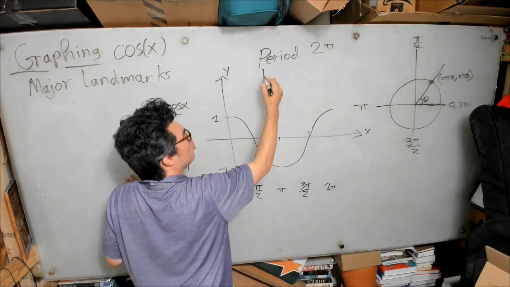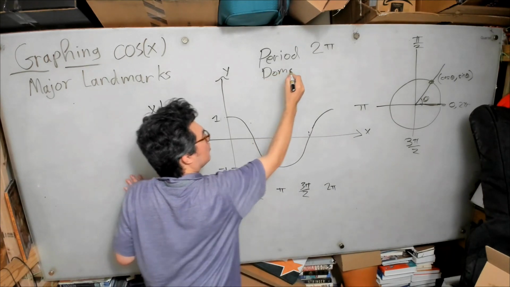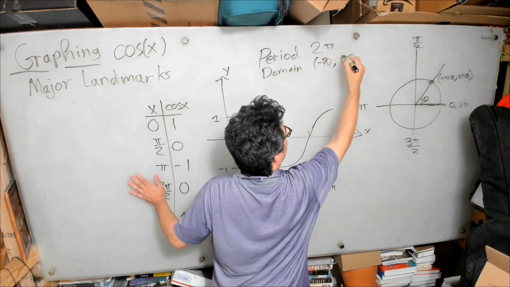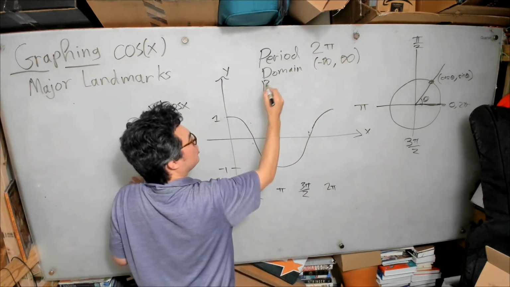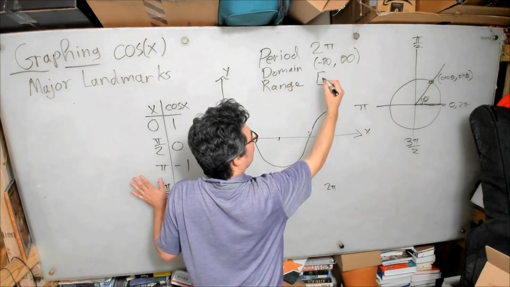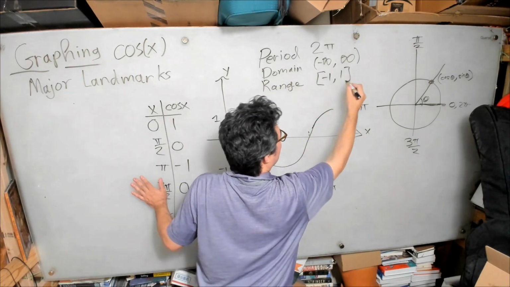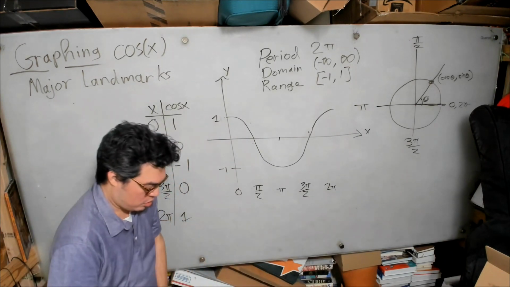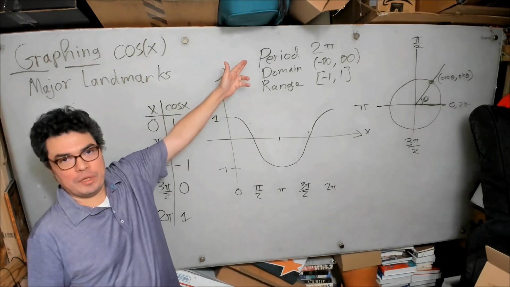It has domain from negative infinity to infinity, and it has range from negative 1 to 1. Okay. So why does it have period 2 pi?